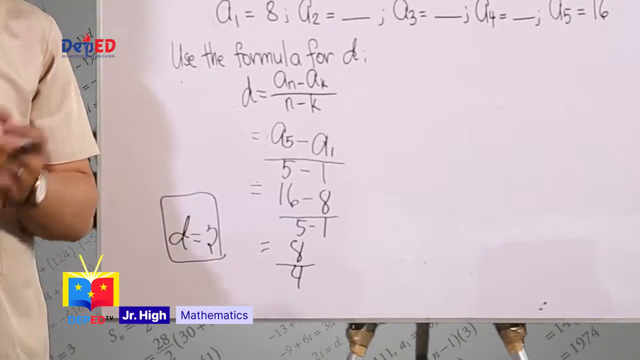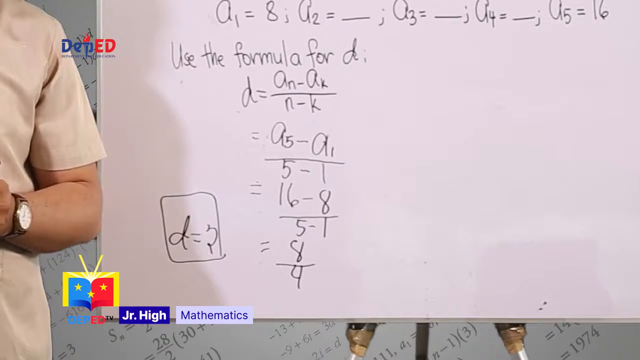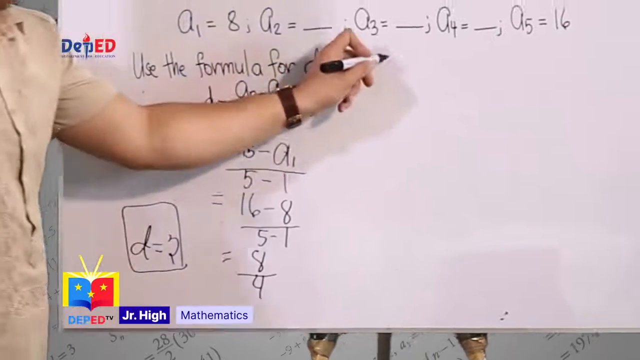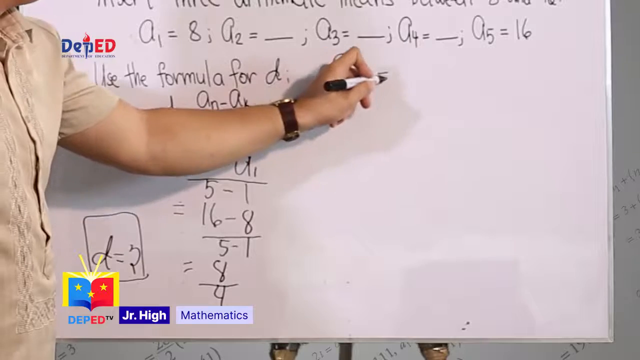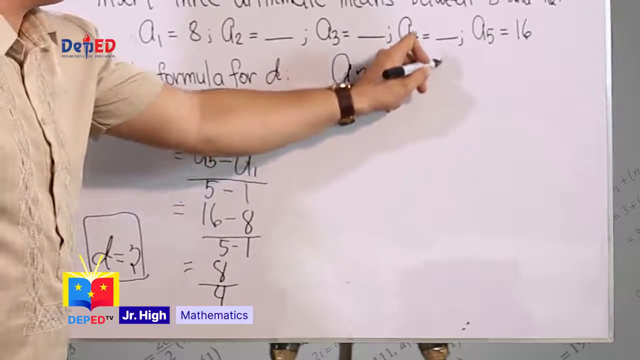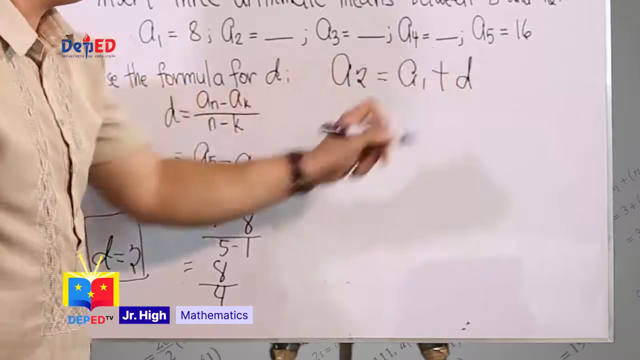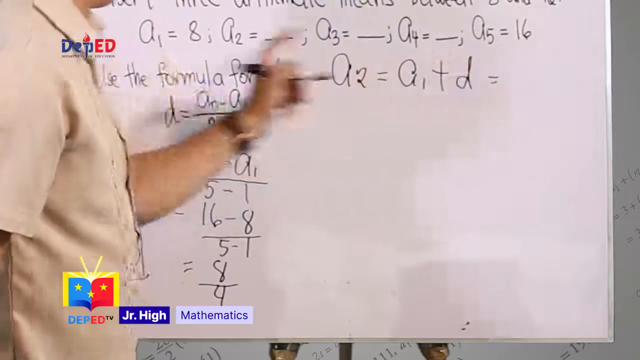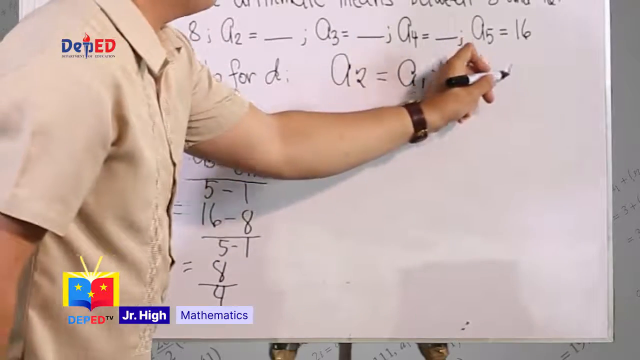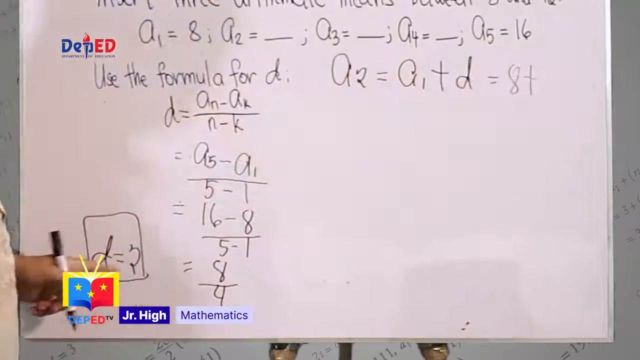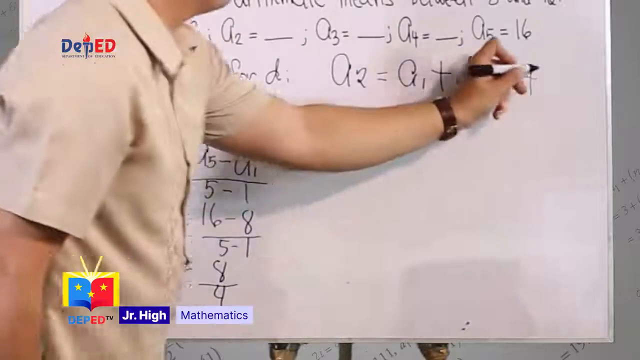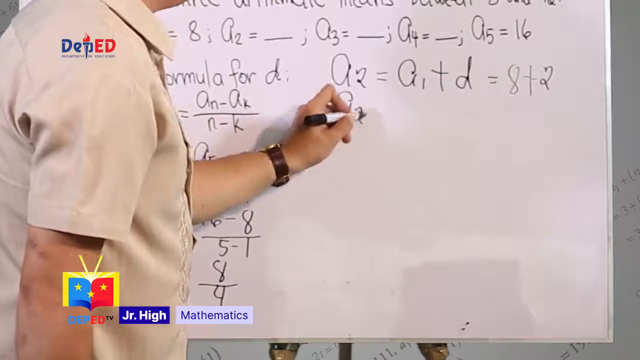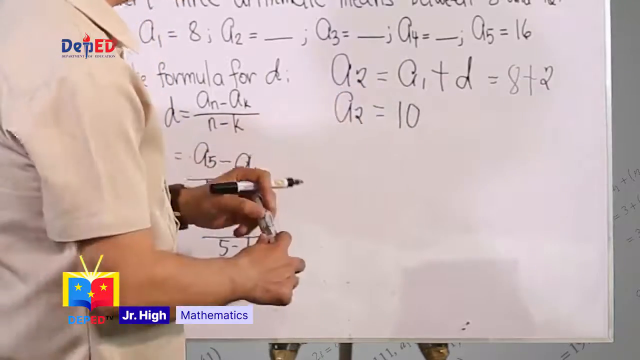Using the common difference 2, we will solve now for a sub 2, a sub 3, and a sub 4. A sub 2 is equal to the sum of the first term plus the difference. Our a sub 1 is equal to 8 plus the difference, which is 2. Our a sub 2 is equal to 10.